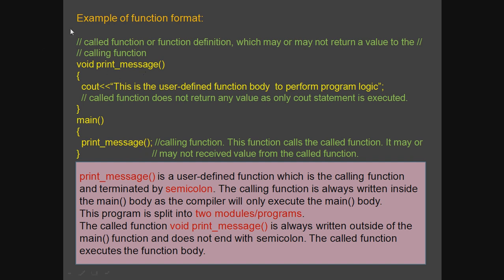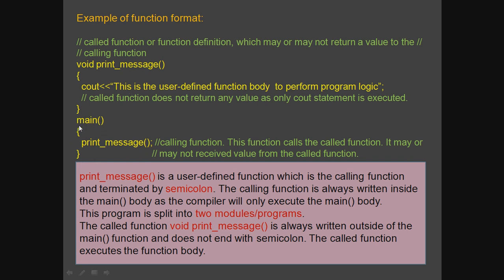So this is one type of function. This function has its own body, that is within this opening and closing bracket. So this is the body of this user defined function. You can see that this is the main function, which is one part of the program, and this is another function, which is another part of the program. So this program is split up into two modules or two programs.